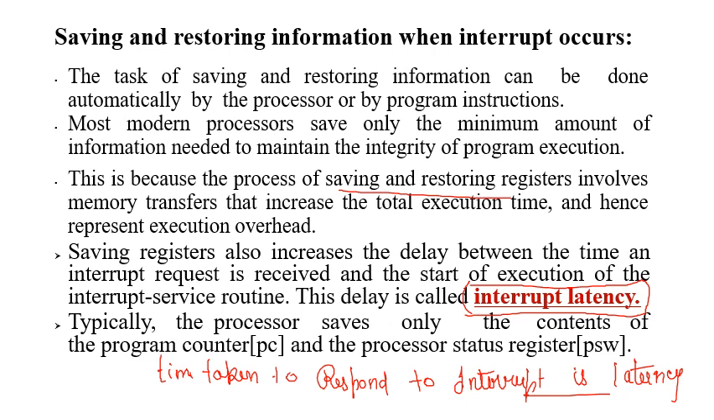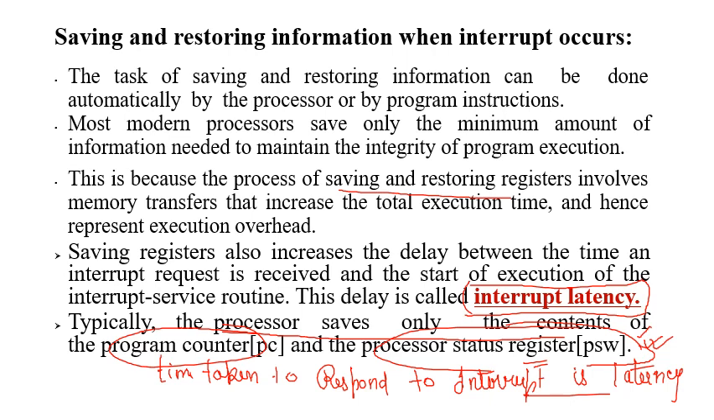Typically the processor saves only two contents, that is the program counter and the program status word. The program status word is required. The program status word gives the status after execution of the previous instruction. The status will be present in the processor status register, the program status word, PSW. It will contain data such as the sign flag, zero flag, carry flag, all the flags that are supported by the particular processor are stored in the program status word, and this status is required for the next instruction to execute.